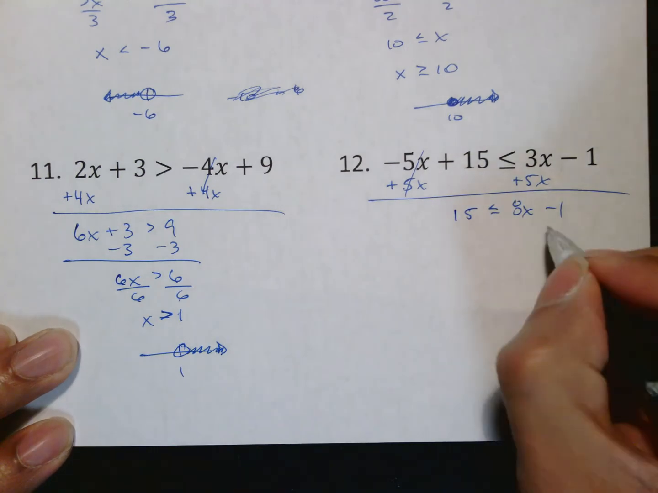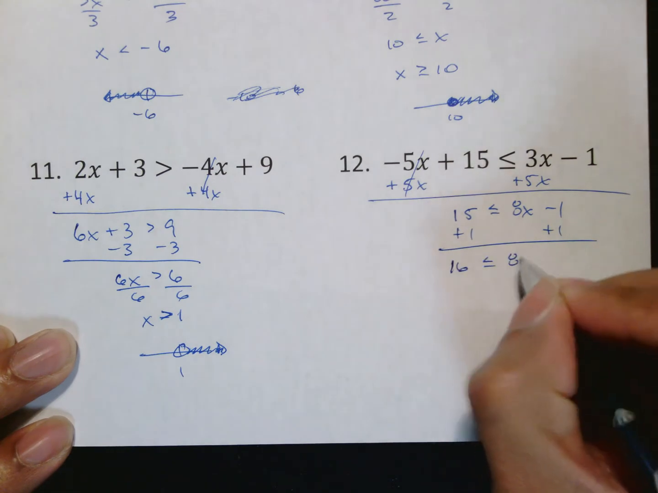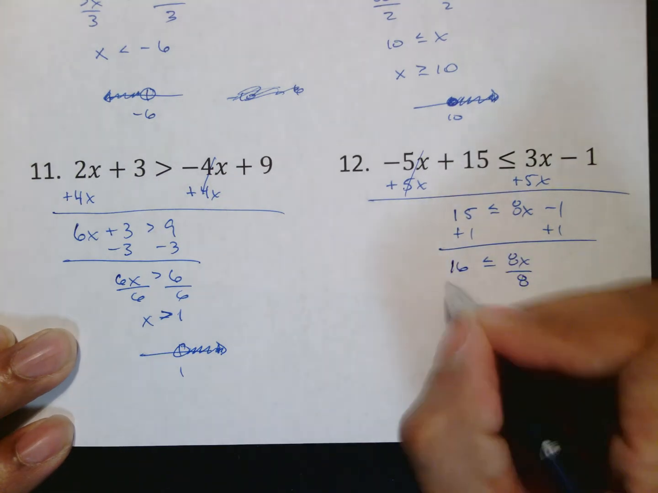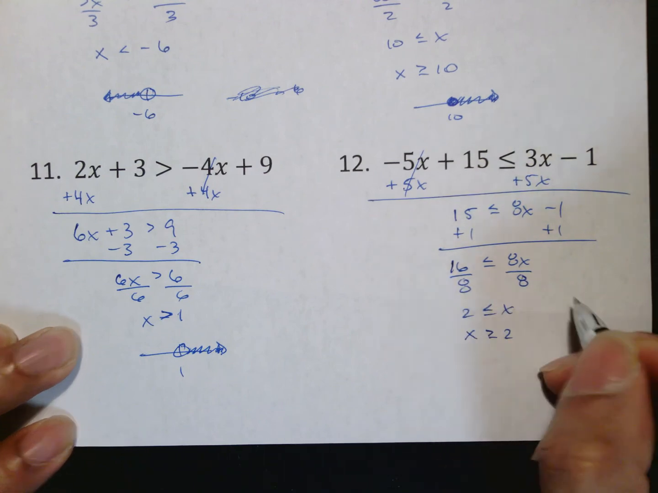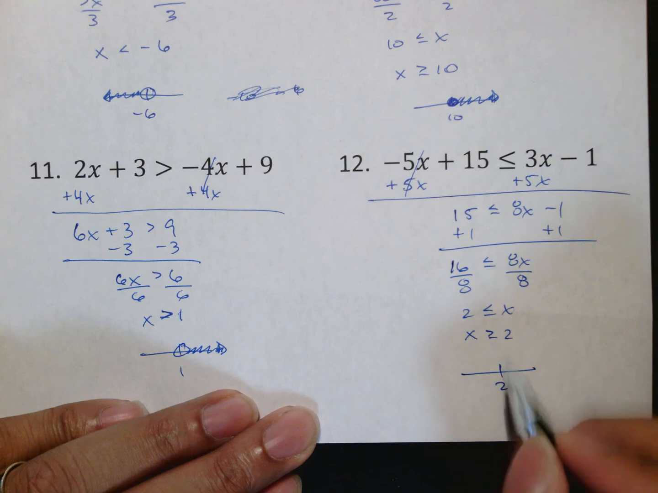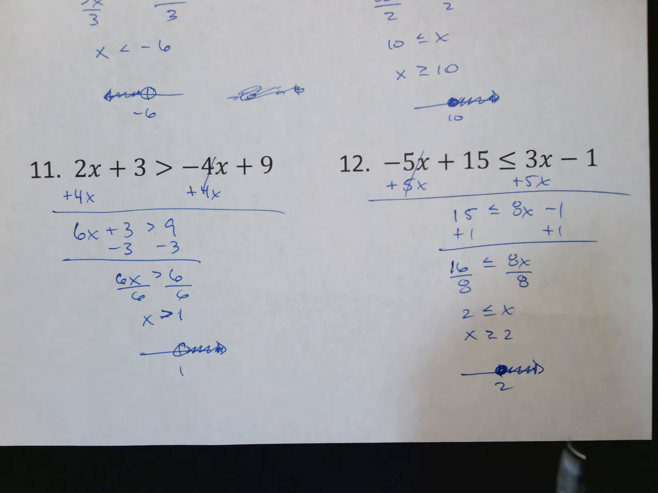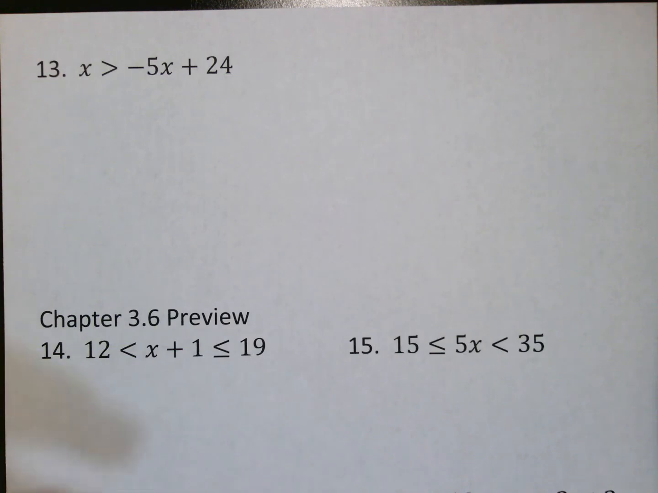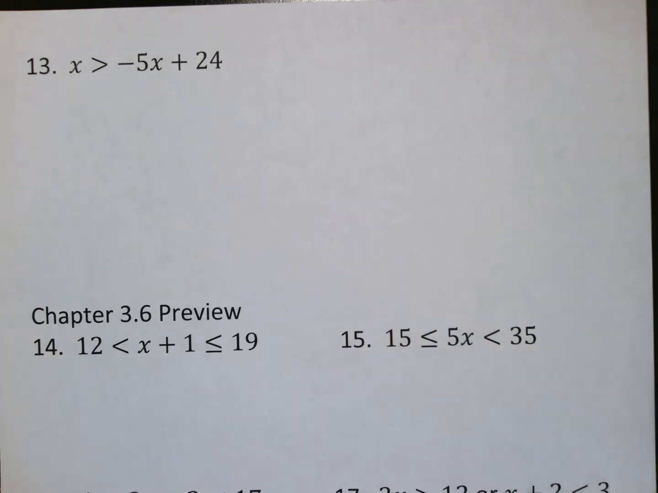And again, from there you do what you've been trained to do, plus 1, plus 1. Divide by 8, divide by 8, and then flip everything around as we go. Graphing this again with a closed circle because of the line. Tip of the arrow is on the right side, so we go to the right side. All right. Number 13. Again, test question.